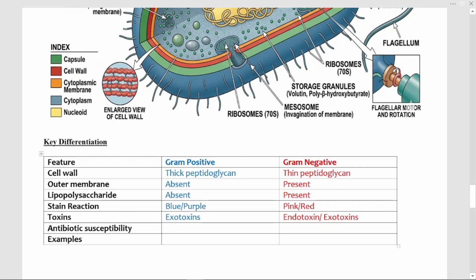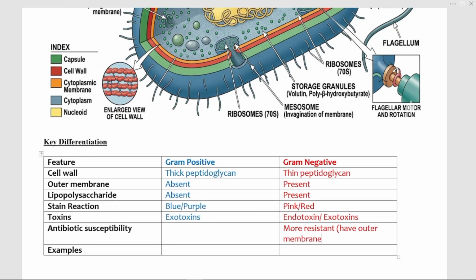Now, in terms of antibiotic susceptibility, you have to understand that the gram-negative bacteria tend to be more resistant due to the outer membrane. So here you can say that the gram-negative are more resistant. Why? Very simple, because they have an outer membrane.